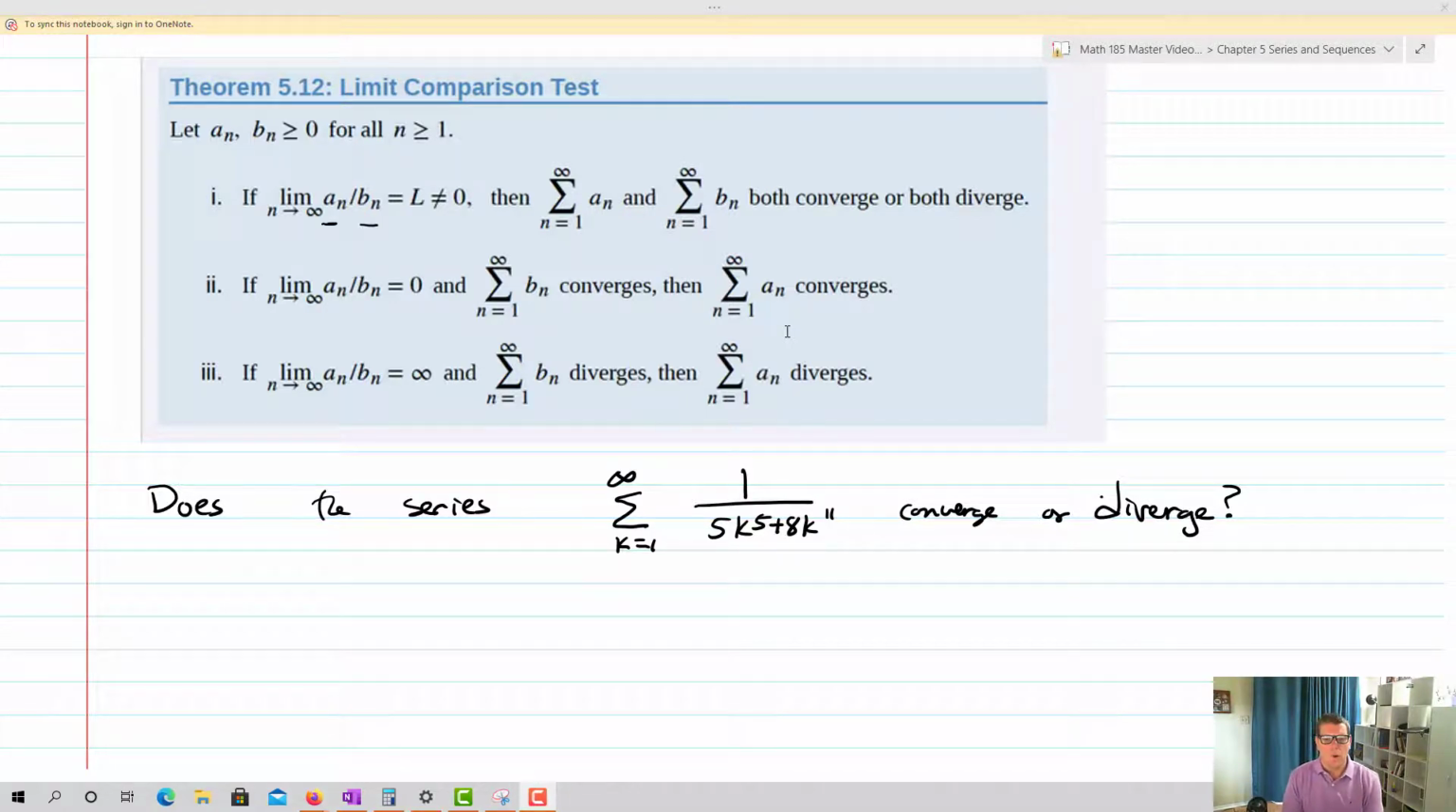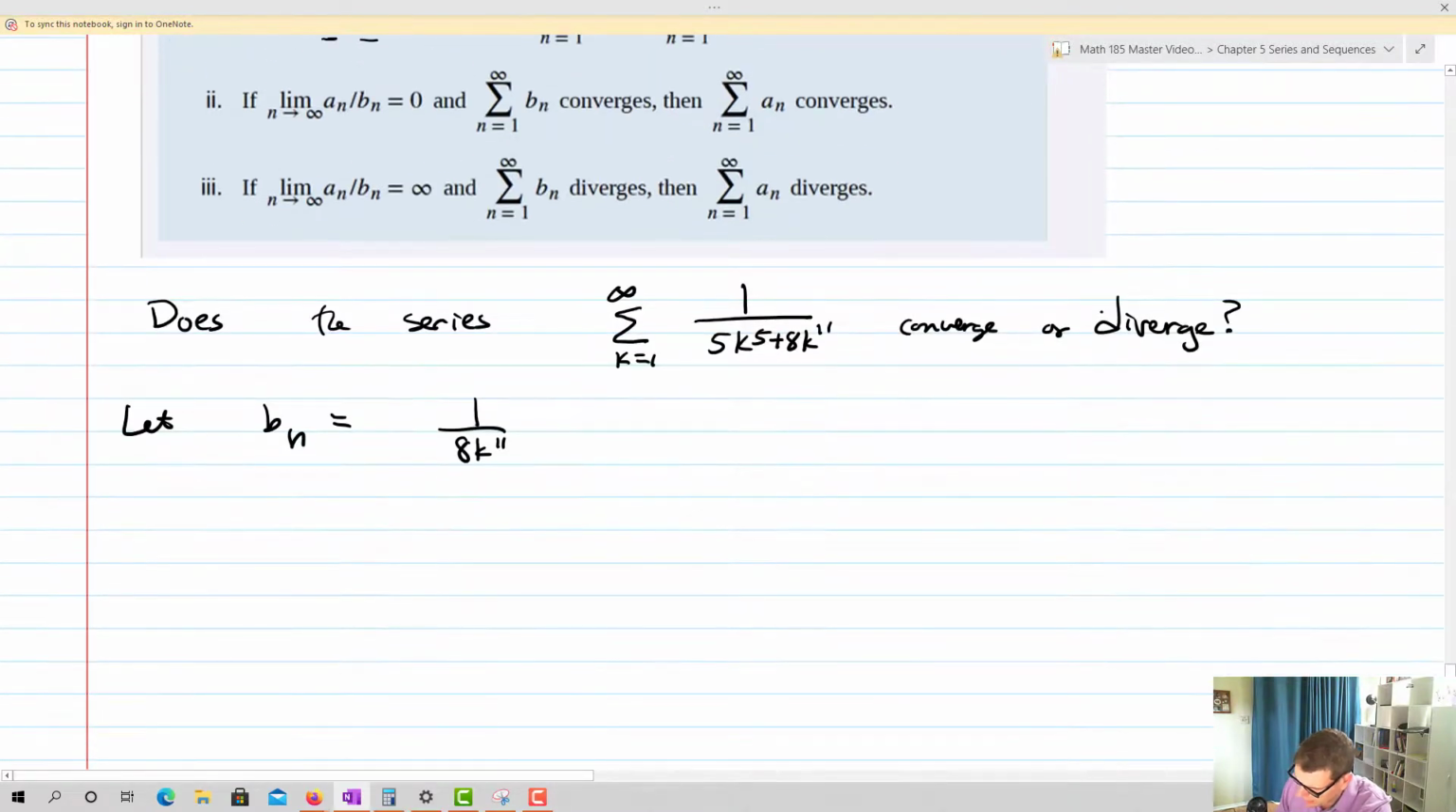So what I'm going to do is select a b sub n that's going to allow me to then take a limit. Limits are a bit easier to use than these summations, because we have some very clearly defined ways of working with limits. So I'm going to let b sub n equal 1 over 8k to the 11th. Basically, I'm going to choose the highest power on the bottom to be my comparison that I'm going to take the limit of.